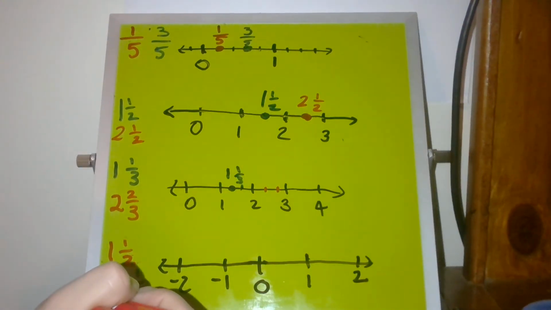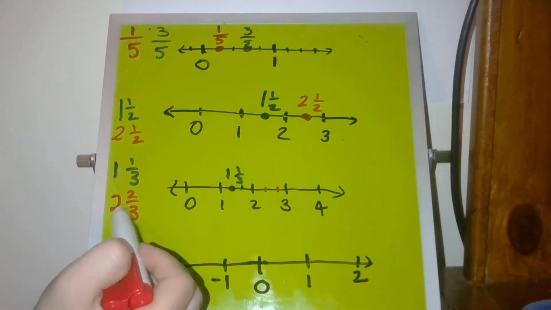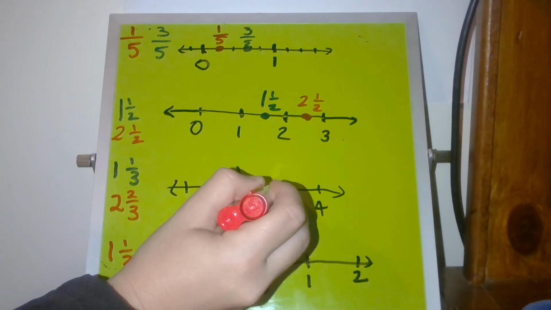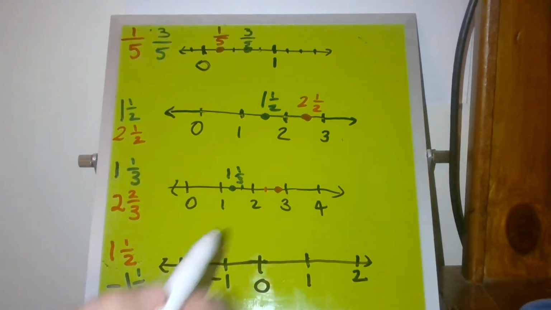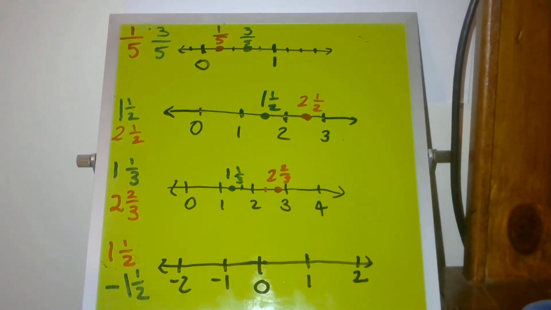For 2 2/3, I'm going to 2, and then I need to break it again into 3 sections, so 2 dashes to make 1, 2, 3 sections. And we need 2 out of 3 pieces, 1, 2, so it's going to be the second one. And see, it's closer to 3 than it is to 2, 2 2/3.